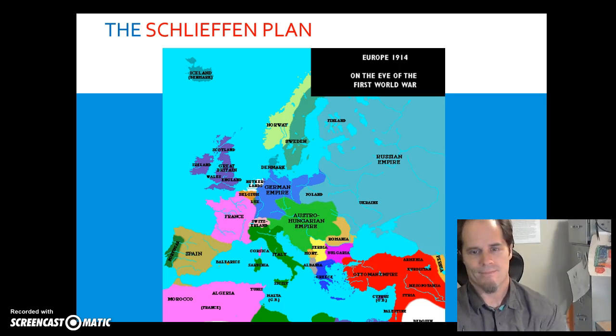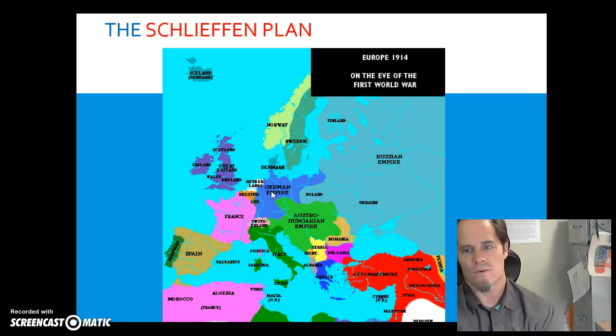So this map sort of shows you how an isolated instance between the Austro-Hungarians here and the Serbians here quickly engulfs a number of European countries.